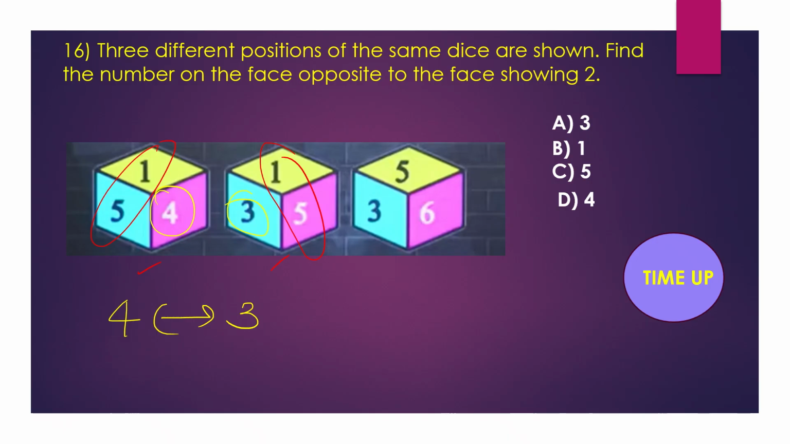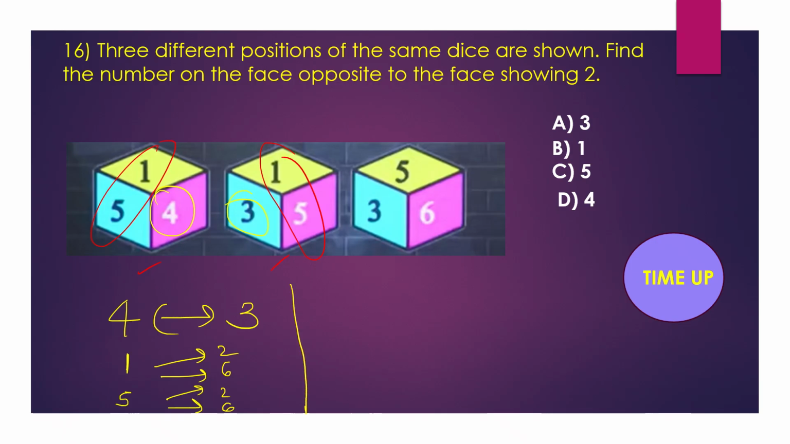Then here we want the opposite of 2, correct? If you compare the first two dice, 1 opposite and 5 opposite, it can be 2 or 6 here. So 2 का opposite यहाँ नहीं बोल सकते. It can be 1 also or it can be 5 also. Correct? So you can't tell from both the dice.